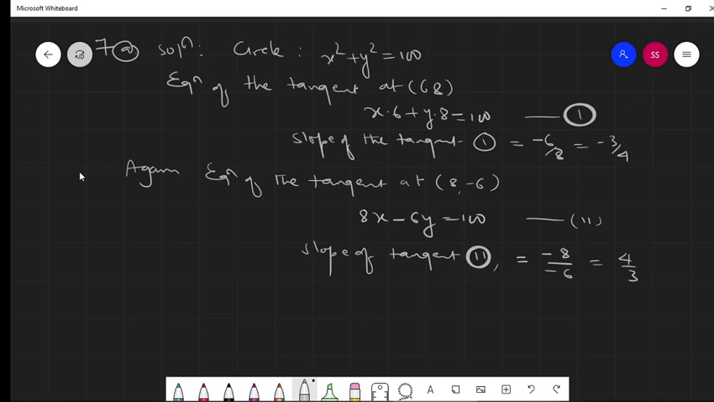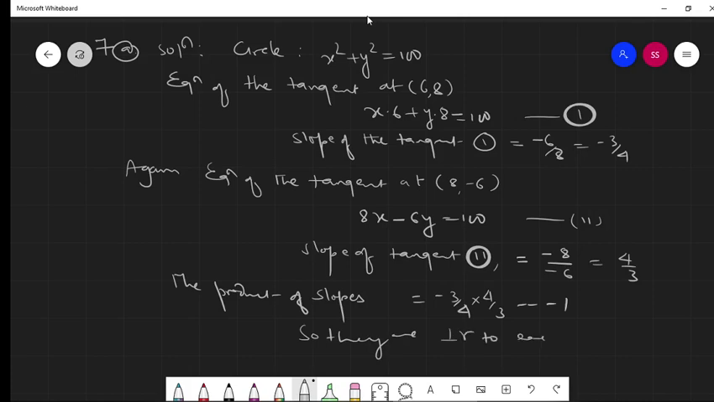Once again I will repeat, we have given equation of the circle x square plus y square equal 100. Equation of tangent at 6 comma 8 is x x1 plus y y1 equal to a square, and slope of this tangent is minus x coefficient by y coefficient, that is minus 3 by 4. Again, equation of the tangent at 8 comma minus 6 is 8x minus 6y equal 100. Slope of the second tangent is 4 by 3. Now the product of the slopes equal minus 3 by 4 times 4 by 3 equal minus 1. So they are perpendicular to each other.